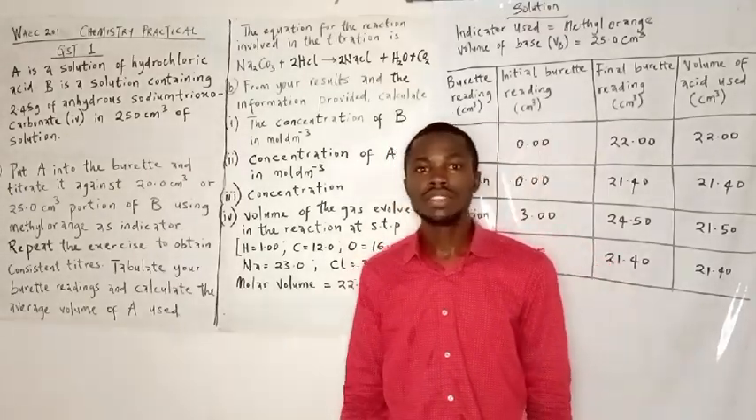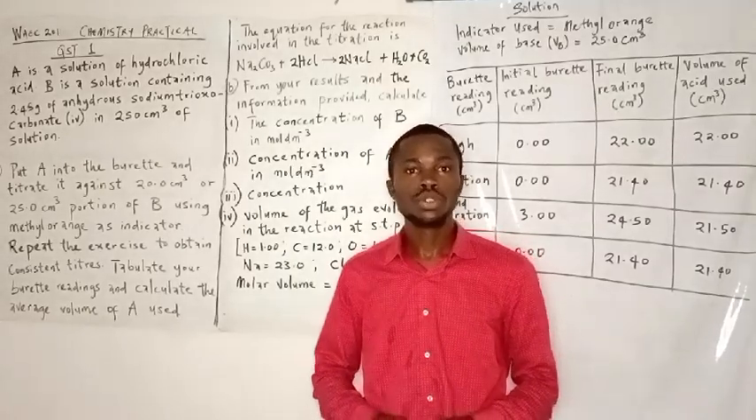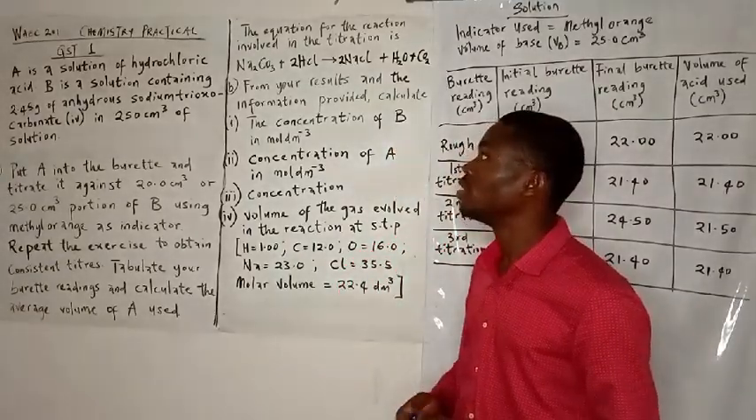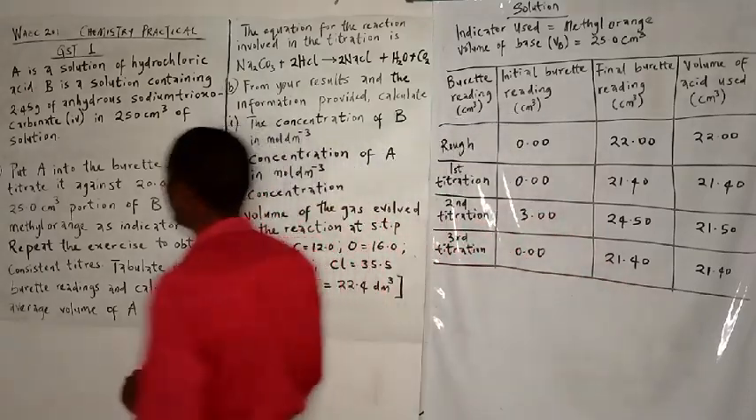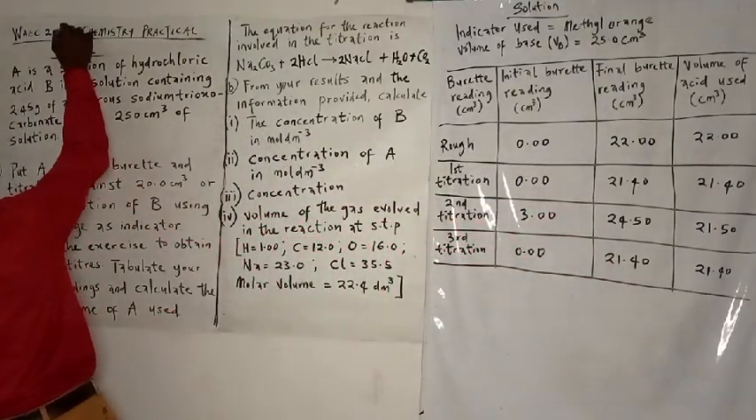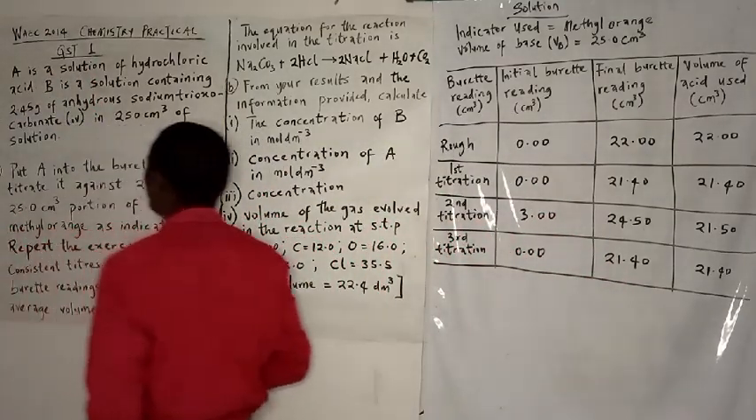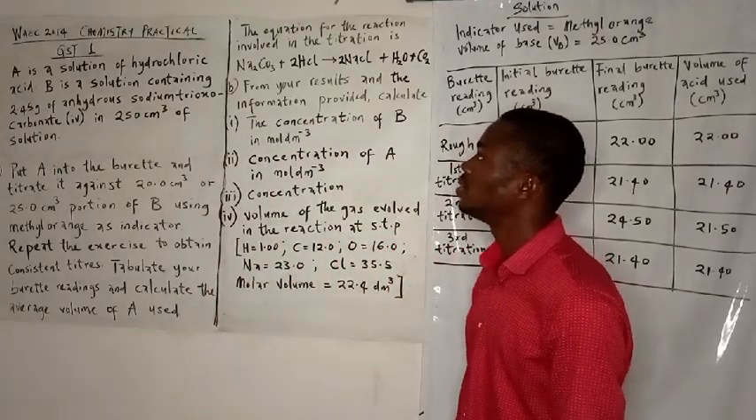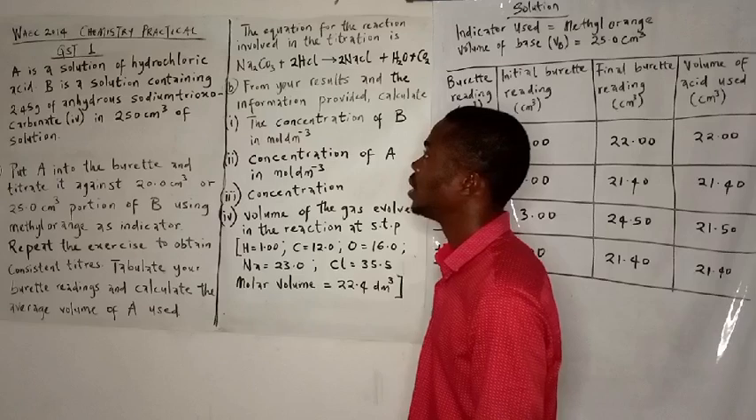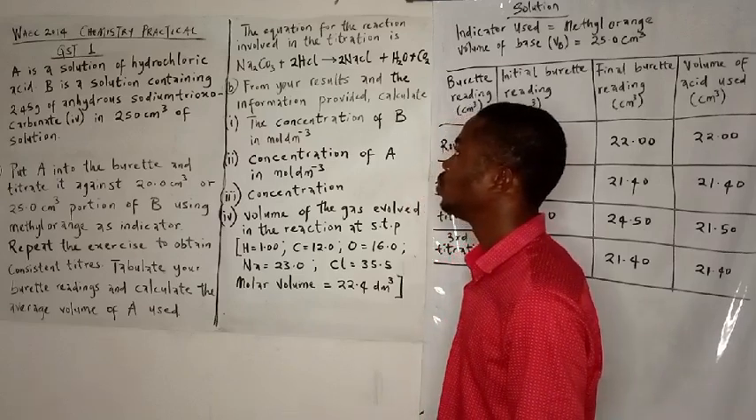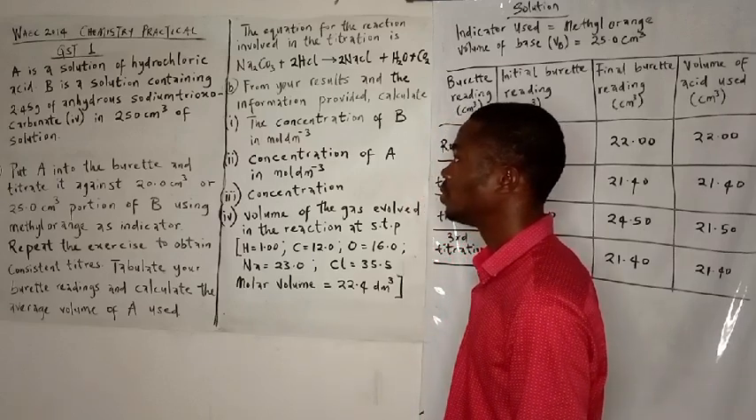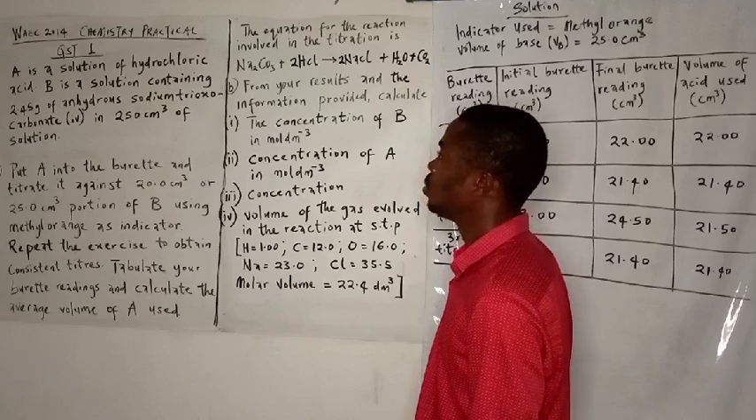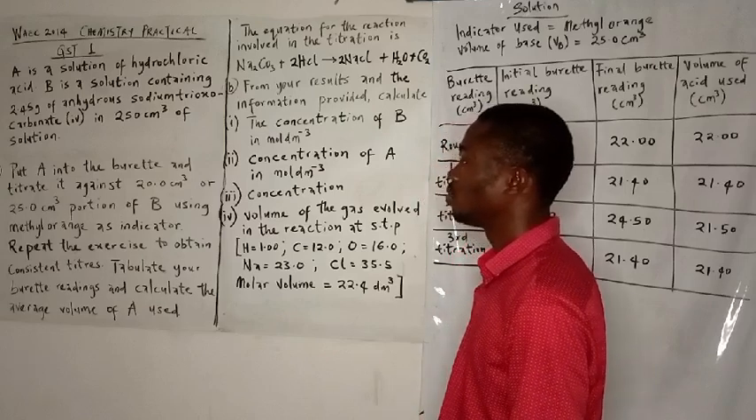Welcome to Simple Science. In this video, I'm going to show you how to solve the WAEC 2014 chemistry practical question on titration, question 1. It says A is a solution of hydrochloric acid. B is a solution containing 2.45 grams of anhydrous sodium trioxocarbonate(IV) in 250 cm³ of solution.